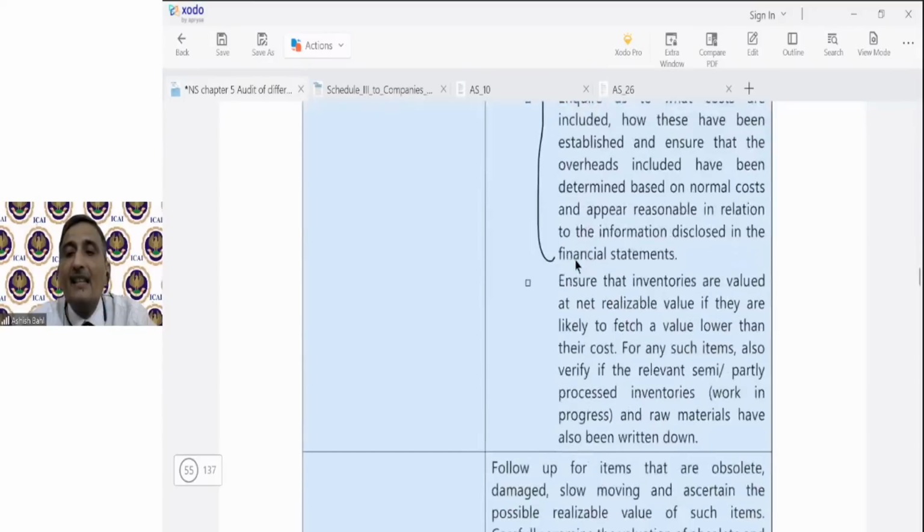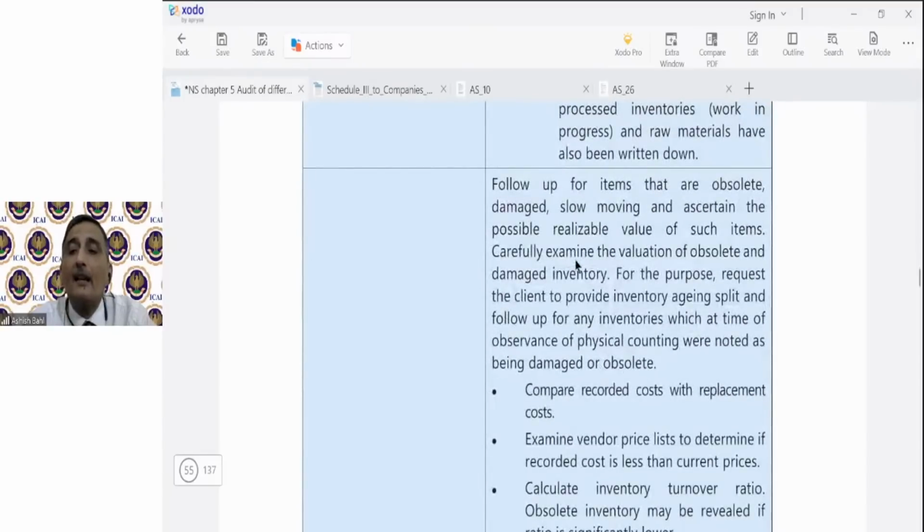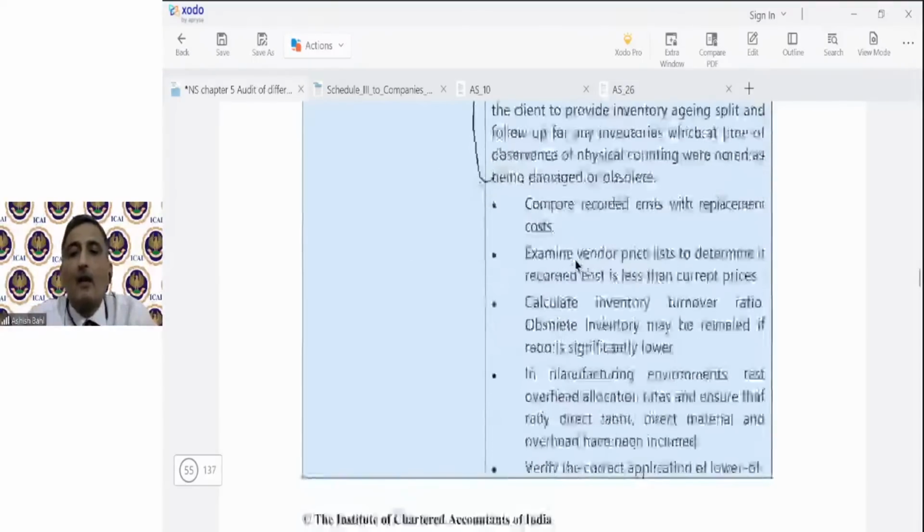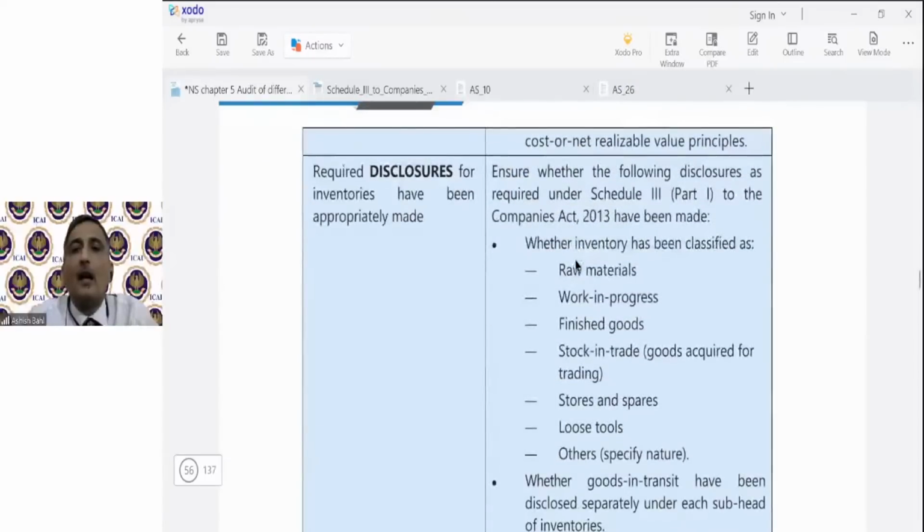So these type of things, students. And again, obsolete items, damaged items. What are the damaged items in the finished goods stocks? And what is the procedure employed by the company to make a provision for obsolete or damaged stocks? And disclosures. These disclosures, students, are again in relation to Schedule 3 of the Companies Act.